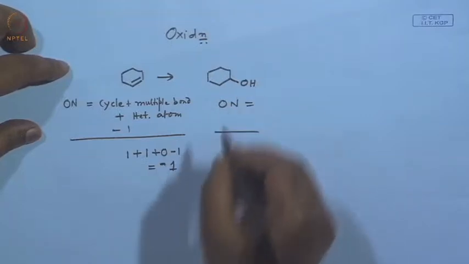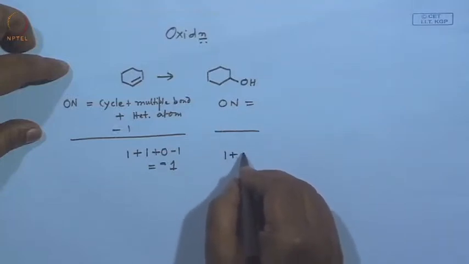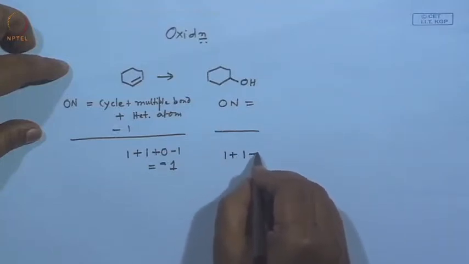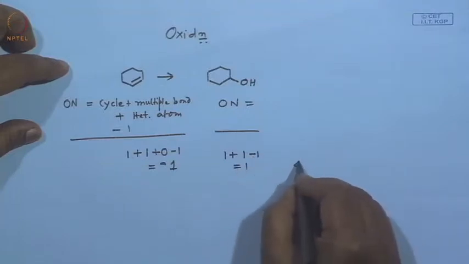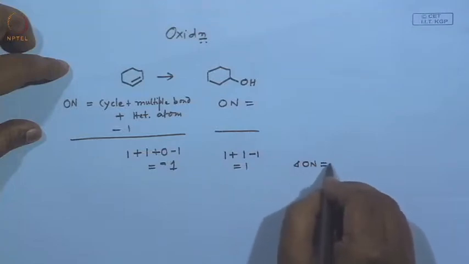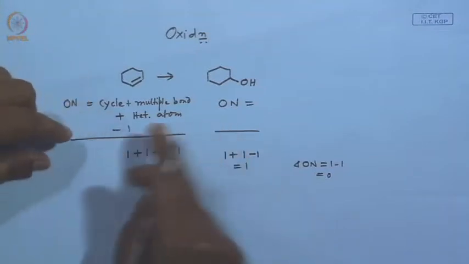Now, if you go to the right one, the number of cycles is 1 and the heteroatom is 1, no double bond, minus 1, which equals 1. So, delta oxidation number, 1 minus 1, is 0. That means there is no change in the oxidation number, so this particular transformation does not require any oxidizing agent. No net oxidation is taking place. This is one of the simplest ways of looking at it. But when it comes to heterocyclic chemistry, you have to add one more parameter. What is that?